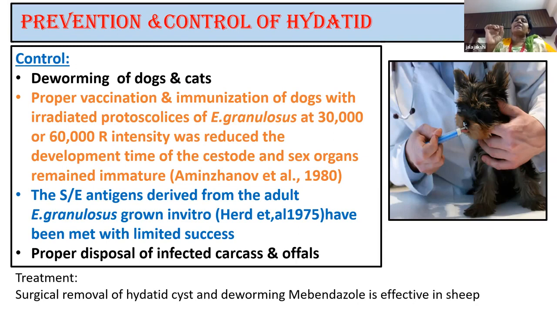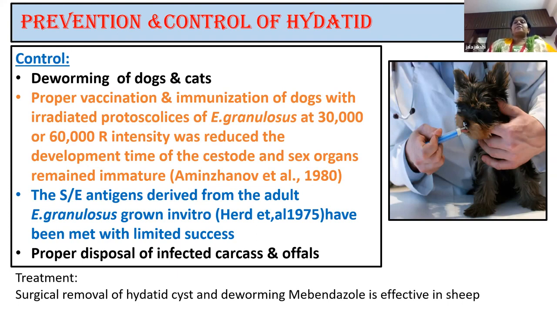The aim is to discontinue the life cycle. This includes deworming of dogs and cats periodically, and proper immunization of dogs with irradiated protoscolices of Echinococcus granulosus at 30,000 to 60,000 rads of intensity, which reduced the development of cestodes, and the sex organs of all the cestodes remained immature in the treated animals, according to Amin Janov et al.